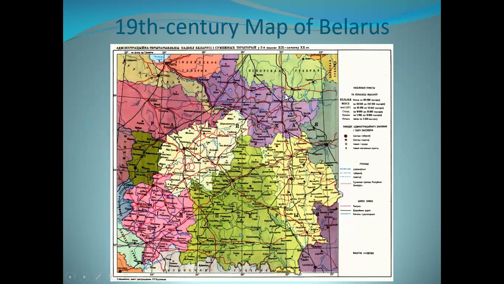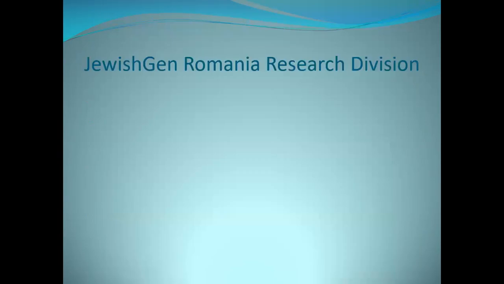One of the cool maps they have there is this 19th century map of the area. Figure out where your family was and who controlled that specific area over time. Check in each research division.